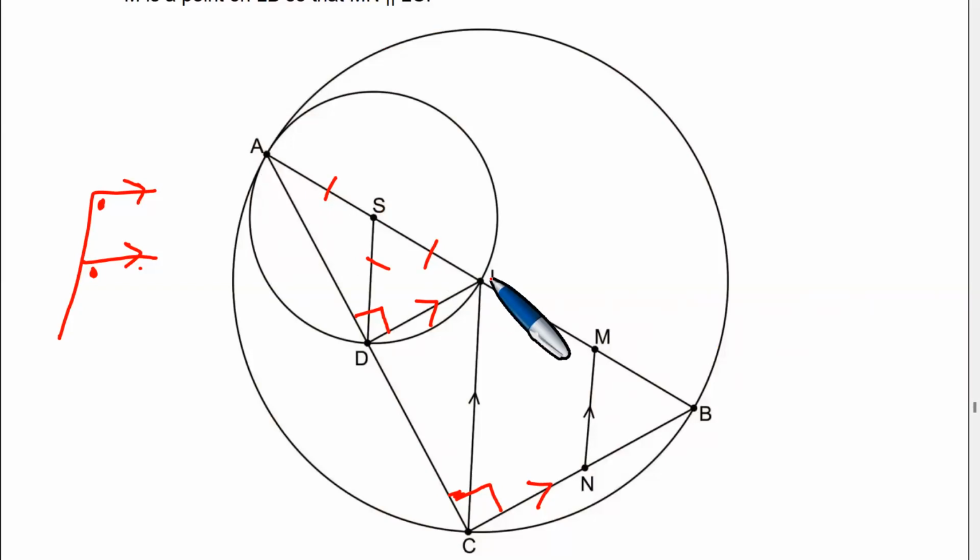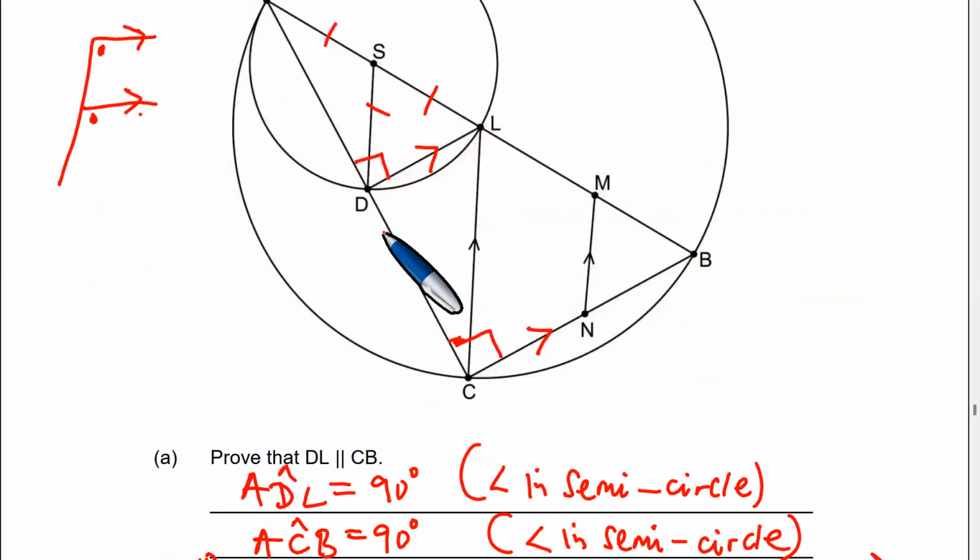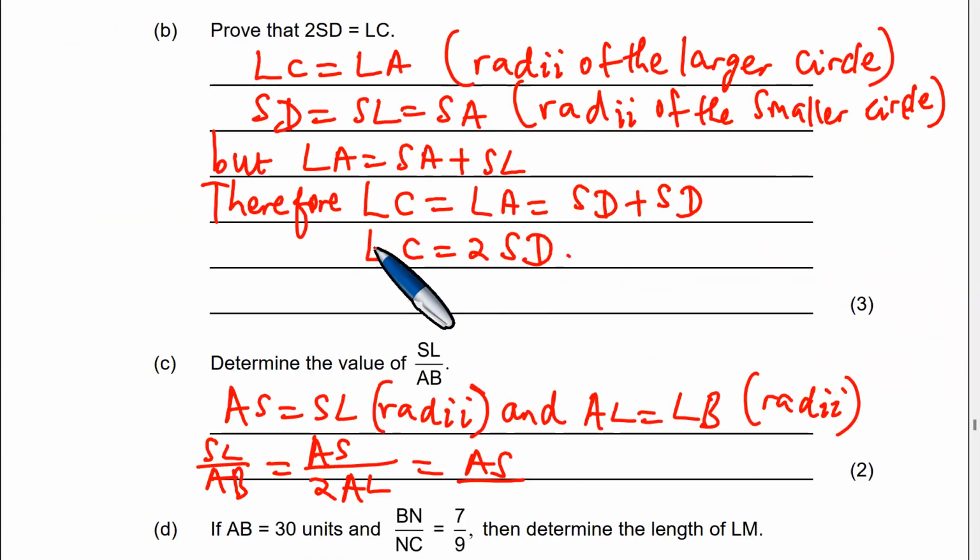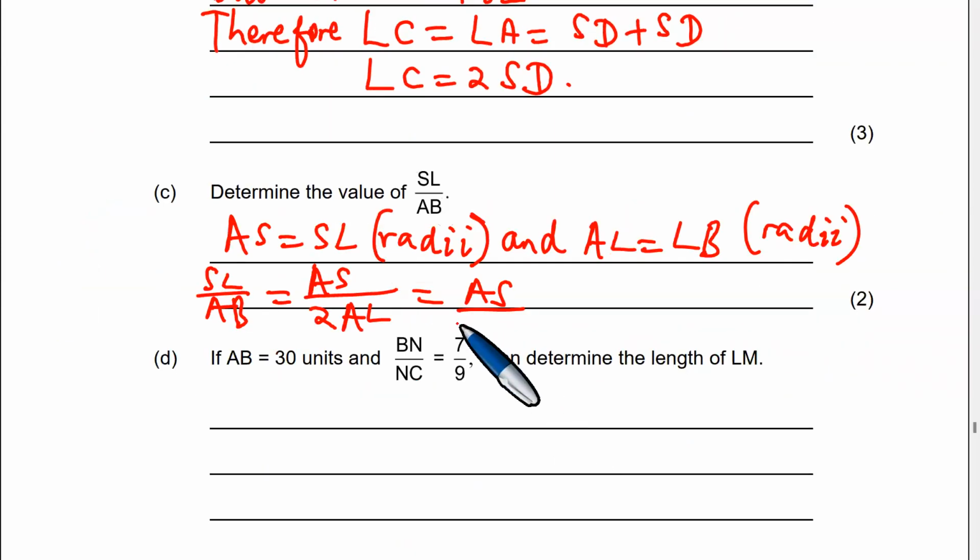We can see that at this point, AL is equal to 2 times AS, because these two things give us AL, and these are equal. So AL is 2 times AS. So AS cancels, and 2 by 2 is 4. So this is 1/4. And we're done.